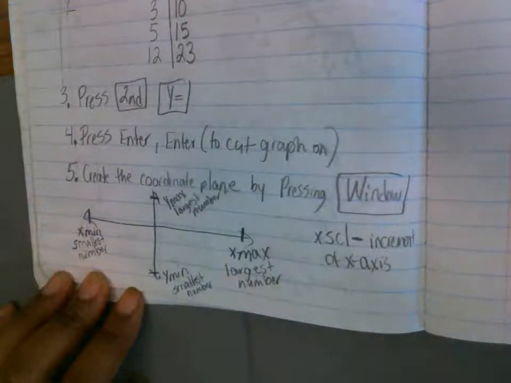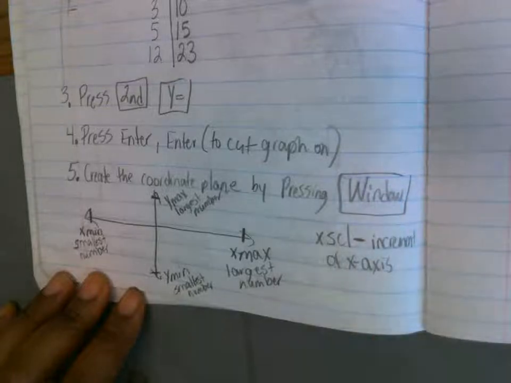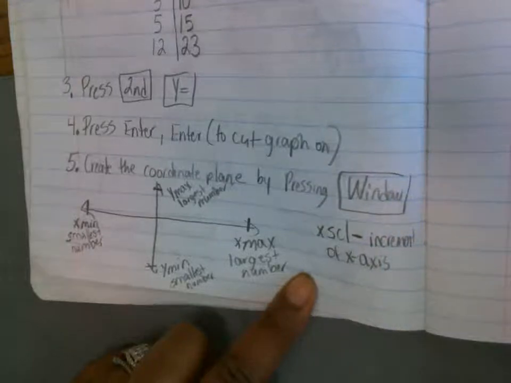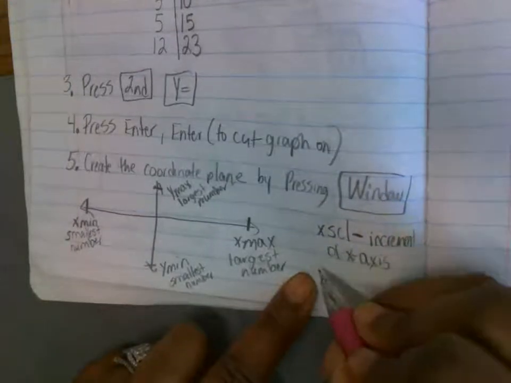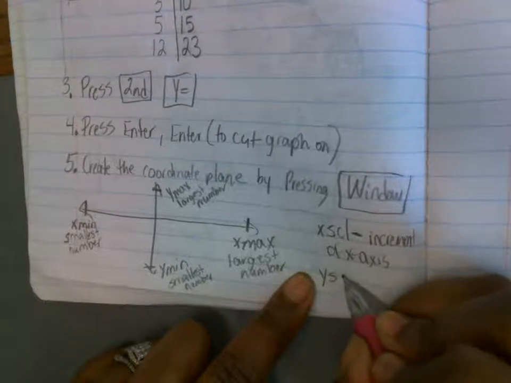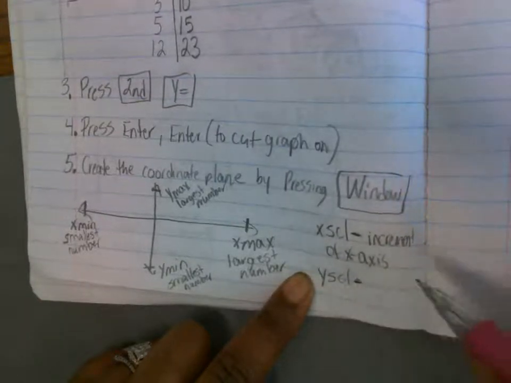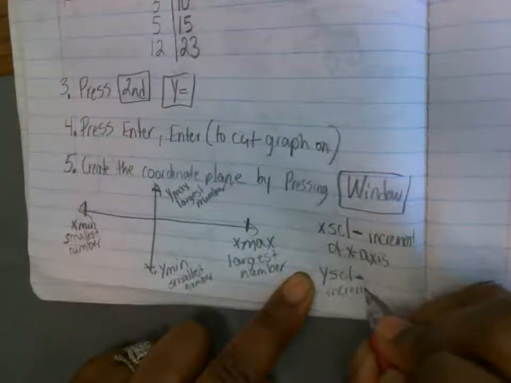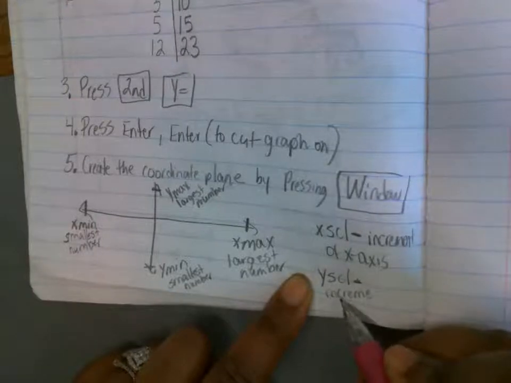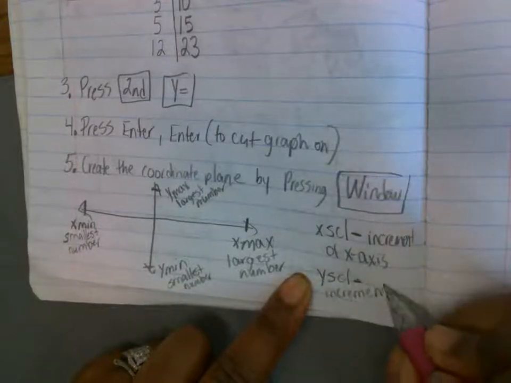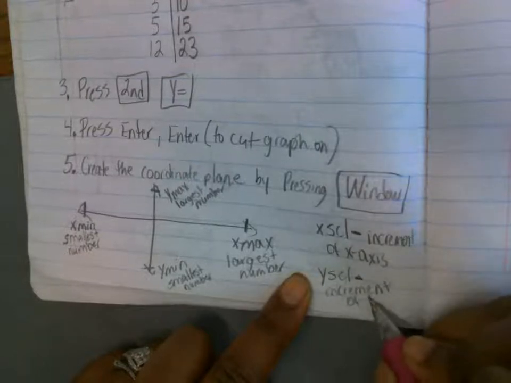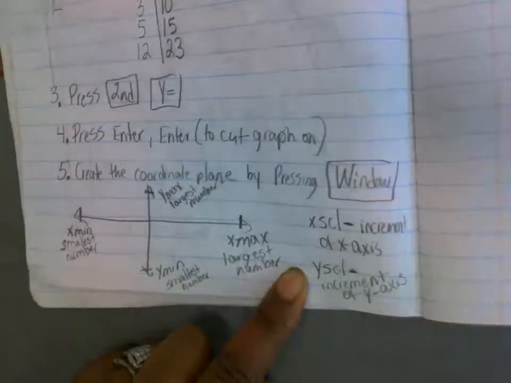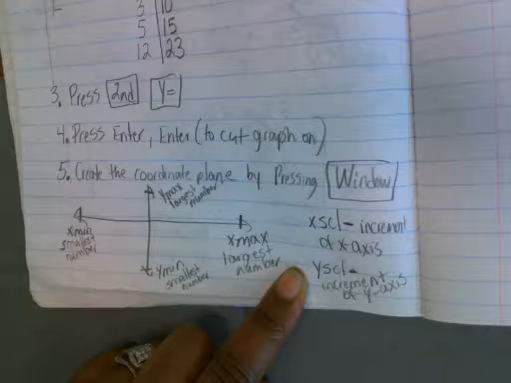This is how you make your coordinate plane. And once you get used to this it will go by so fast. It really will. It's just taking a long time to explain, okay? And lastly, your Y SCL are your increments of the y-axis. Increments of y-axis. And sorry that's so small, y'all. And I'll pause to give you a chance to write that, okay?